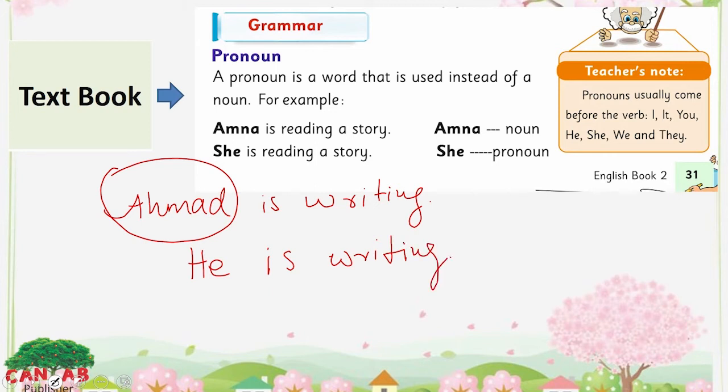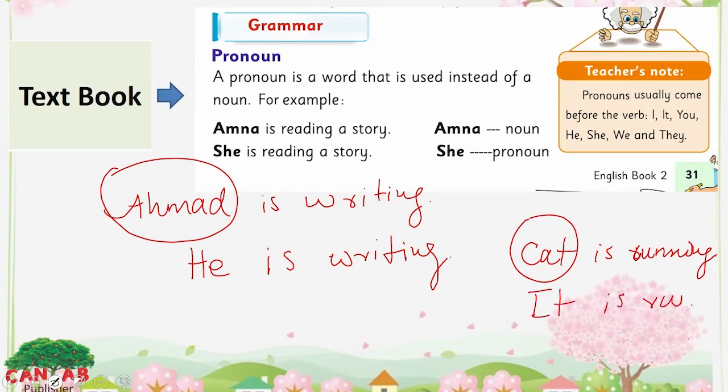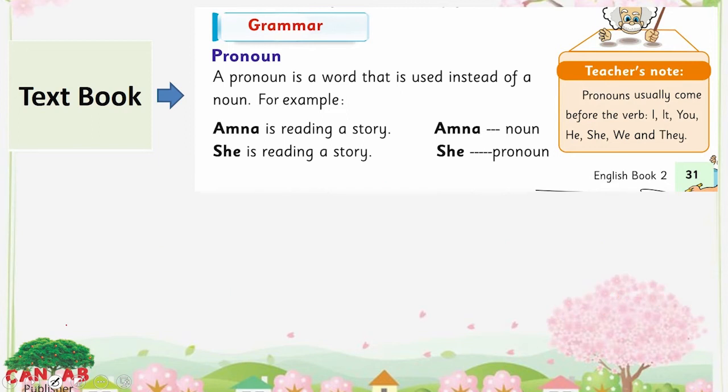Let me give you some more examples. Cat is running. Here the cat is what? Yes, an animal. What I told you, how we will replace it? By adding the pronoun it here. It is running. There is one rule to remember here. For singular noun, you have to use he, she, it.